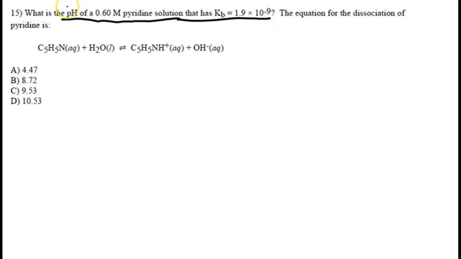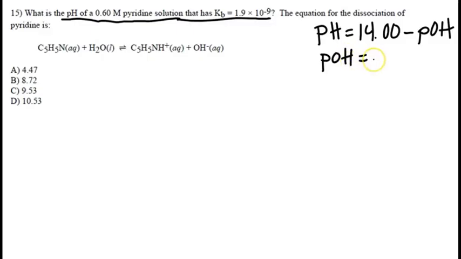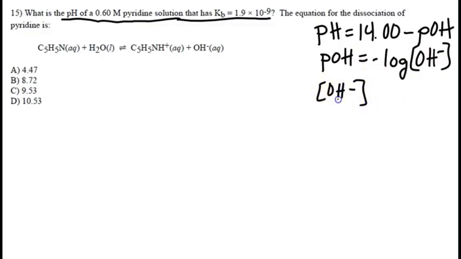They're asking us for pH, and they're giving us a base dissociation constant. That means we have to find a way to relate pH to pOH, which we know is pH equal to 14.00 minus our pOH value. And if we have a pOH value, we're definitely going to have to get a pOH expression. From this pOH expression, we need the concentration of OH minus. So if we find the concentration of OH minus, we can go backwards and find pH.